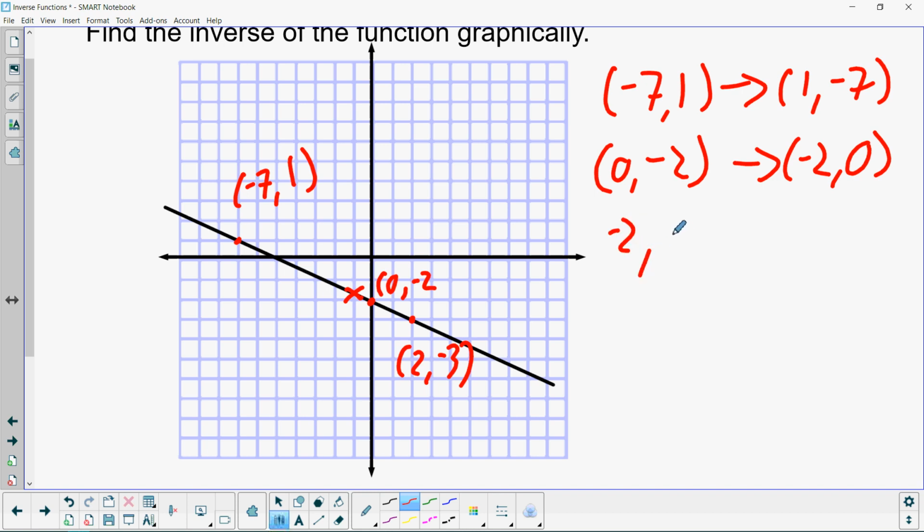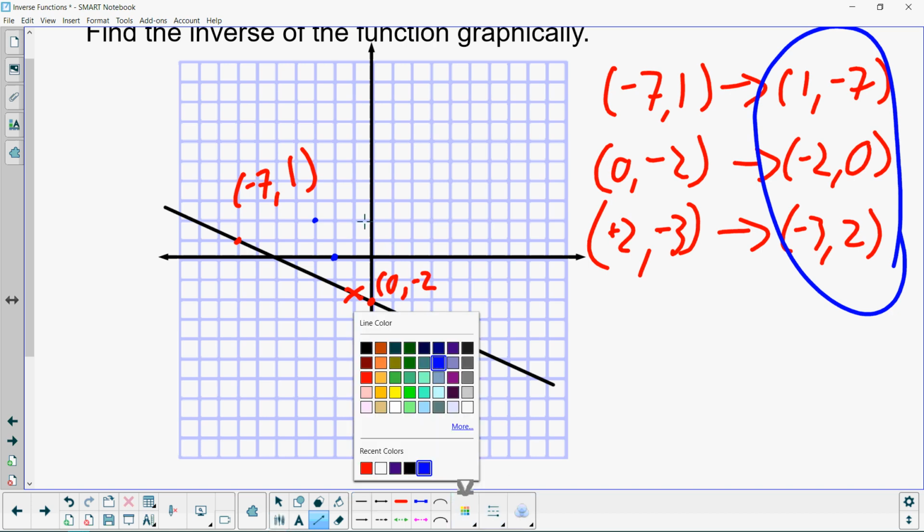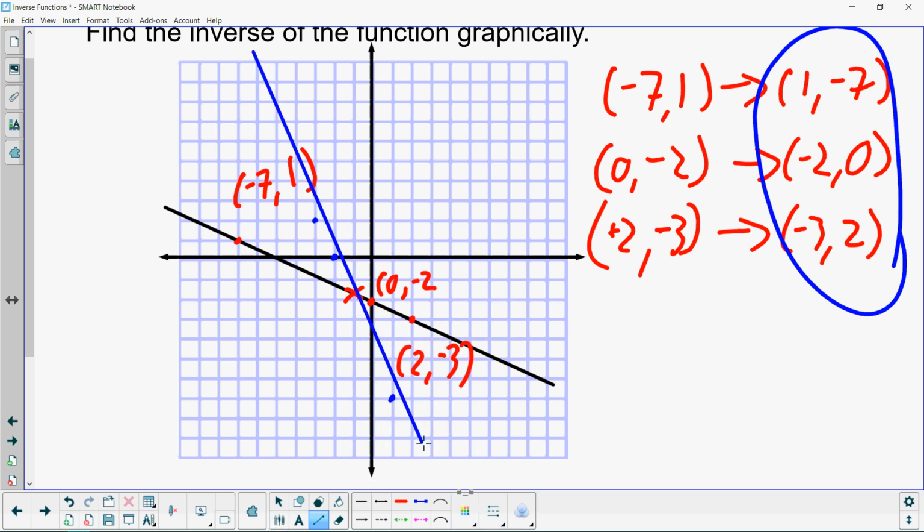Now we are going to graph these new inverse points to get our inverse graph. So we're going to go 1, -7. Then -2, 0. And -3, 2. And then we're going to put a line through them. Let's try and make it as straight as possible. I don't know quite. I'll just move this one. Watch this. Ah, almost perfect. There we go. Okay. So that is our inverse graph, this blue line.